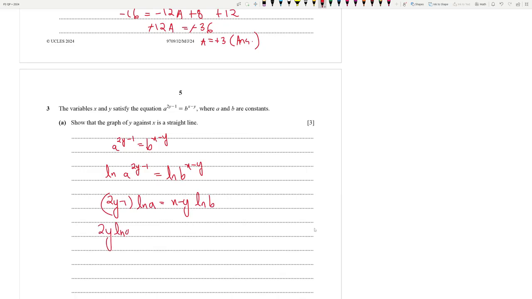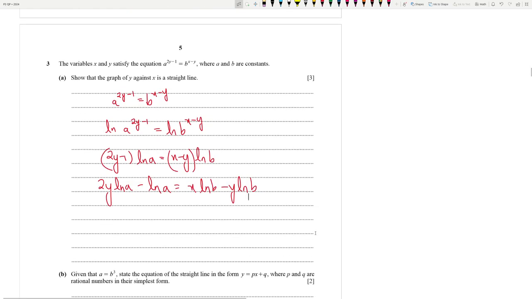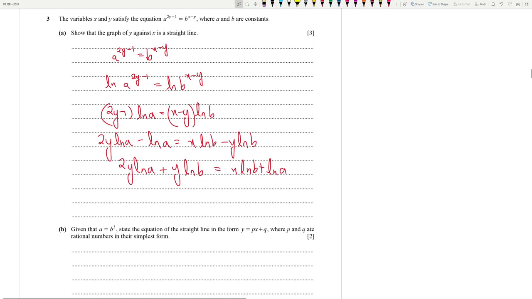Now 2y ln a minus ln a is equal to x ln b minus y ln b. Fine. Now we have to bring y together. 2y ln a plus y ln b is equal to x ln b plus ln a. Take y common. y times (2 ln a plus ln b) is equal to x ln b plus ln a.